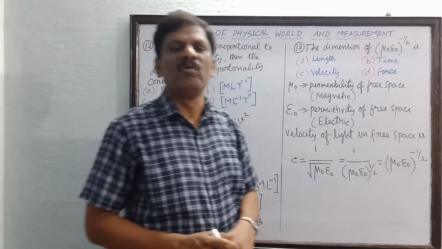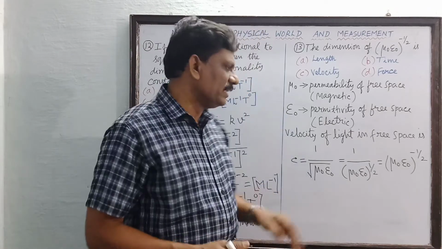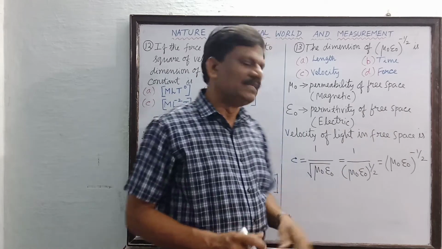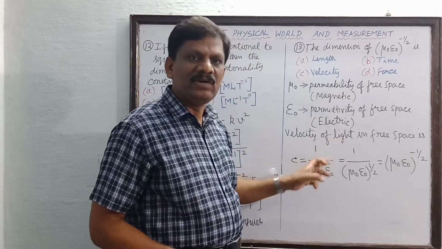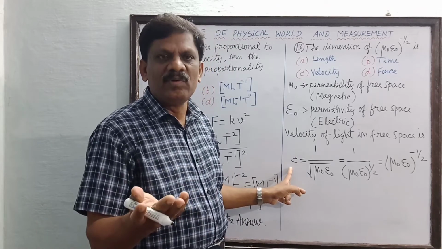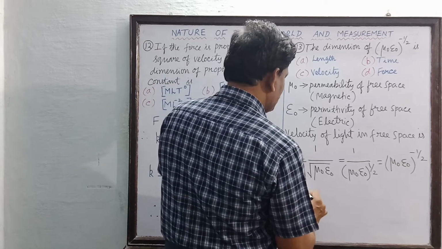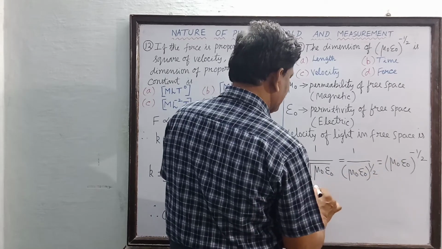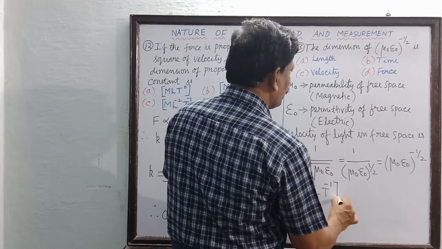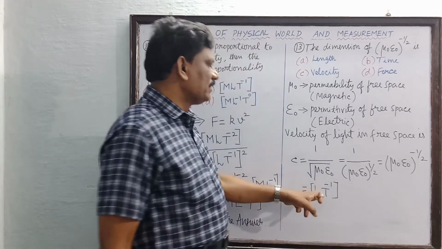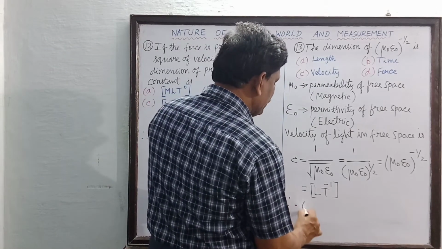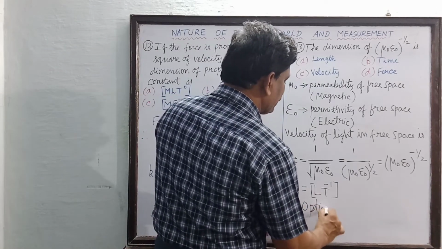Naturally, by the principle of homogeneity of dimensions, the dimensions on the left hand side must be equal to the dimensions on the right hand side. The left hand side is the velocity of light, so what should be its dimension? L T power minus 1. So the dimensions on both sides are L T power minus 1. This is nothing but option C, velocity. Therefore option C is the correct answer.